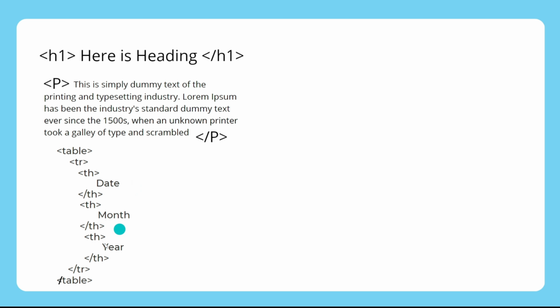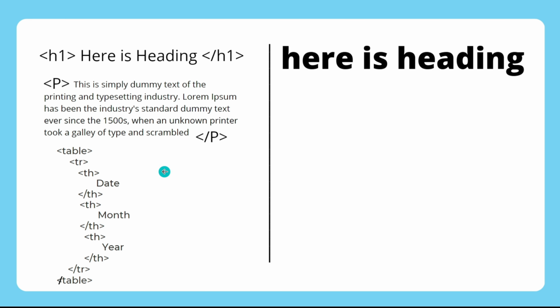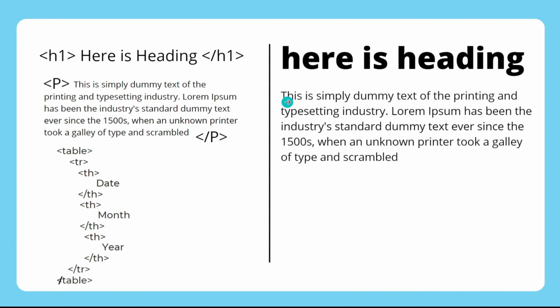Now I will show you how this looks on the actual web page after running the HTML file. So this is how, after writing the code and running our HTML page, it will show a heading like this. Here is the heading, see how bold it is and how big it is. And after that you can see the paragraph. And below that there is a table.